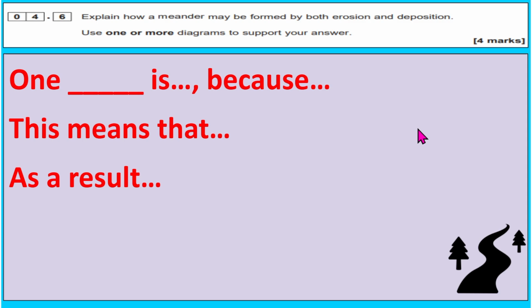We're going to proceed as if you didn't use the diagram and just went for the 4 marks using just your written words. So here is our structure. As always, one blank is, I would say, one cause is. Because, here again we start to develop it a little bit further. This means that, and as a result. So we're going to get 1 mark for the point, a mark for because, a mark for this means that, and a mark for as a result. So, let's dive into a model answer that I've prepped already.